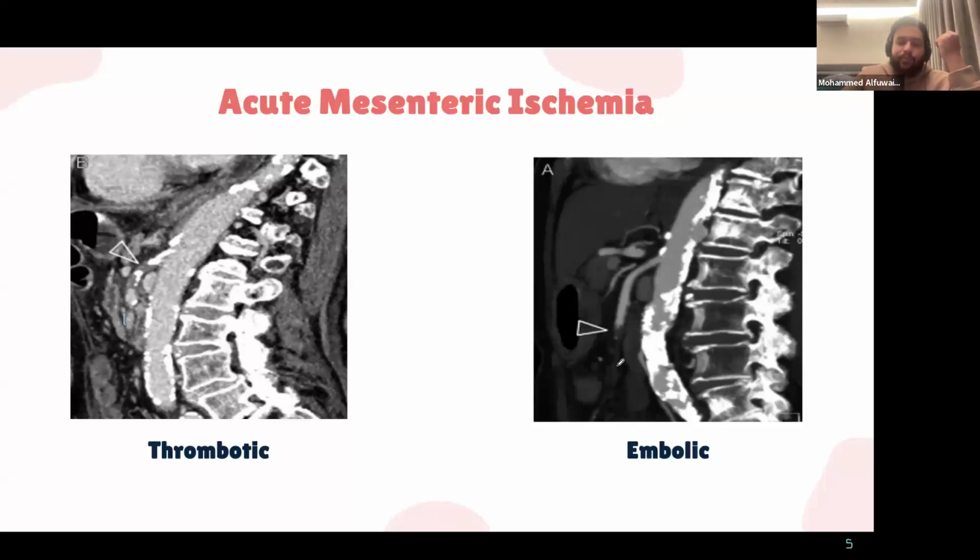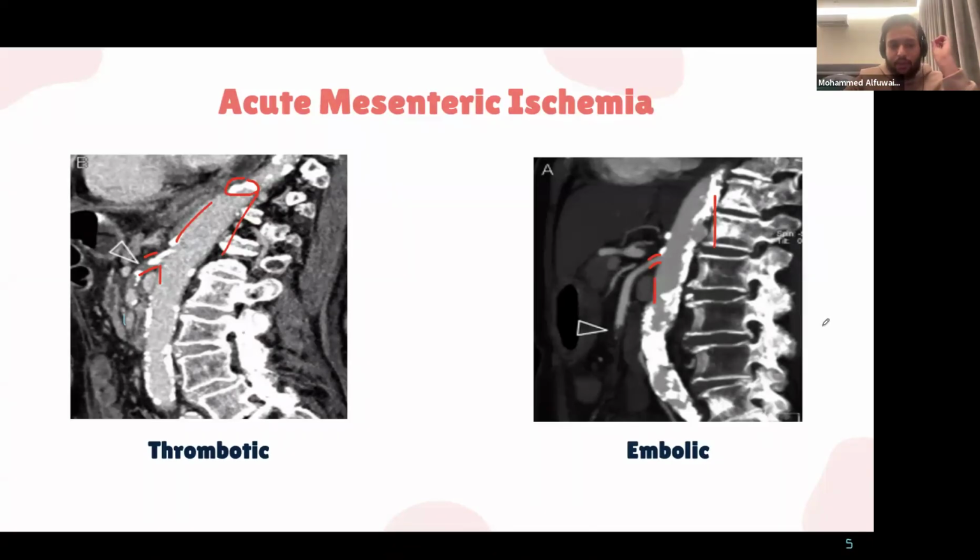To explain it, this is the aorta, okay? This is the superior mesenteric artery in both of them, okay? This is the superior mesenteric artery. This is the rest of the aorta, the abdominal aorta. Now, in the abdominal aorta, you can see severe calcifications. So this might be a patient with atherosclerosis, which might deviate you from saying, oh, this is embolic, right?